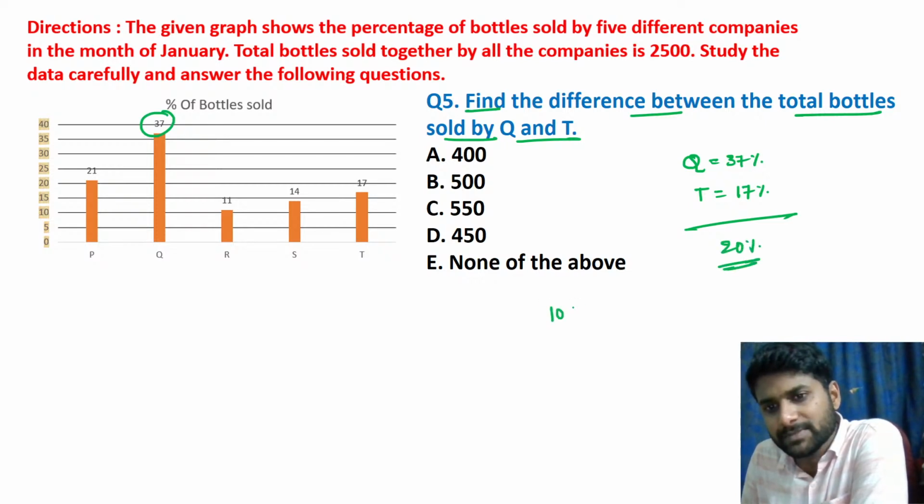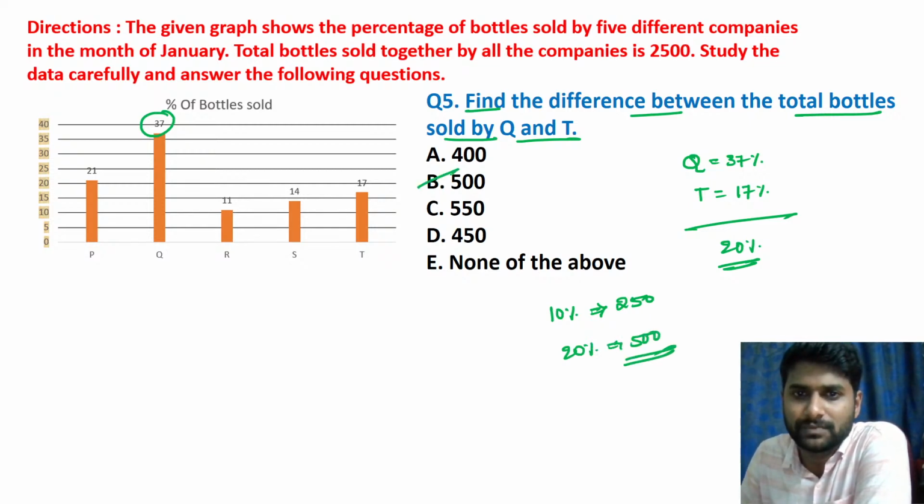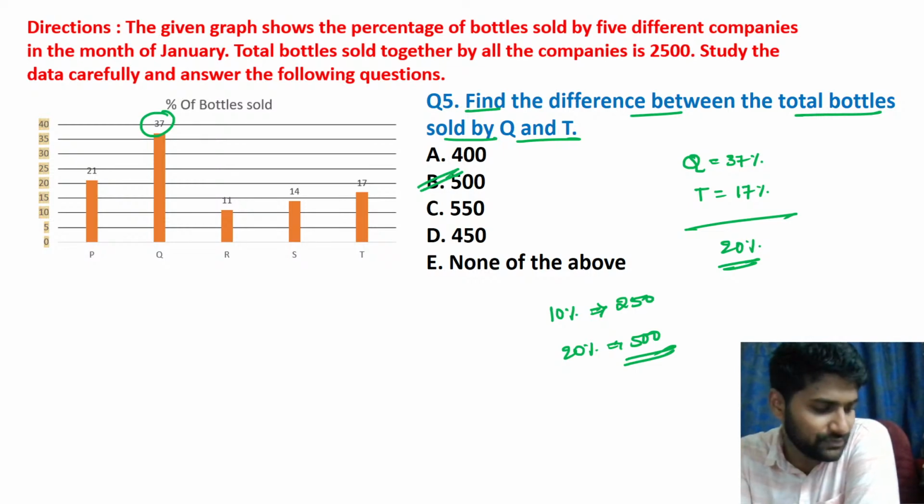You already know that as per the calculation, 100 percentage is 2500. Now 10 percentage is 250. So 20 percentage value becomes 500. So the difference between those two bottles is exactly equal to 500.